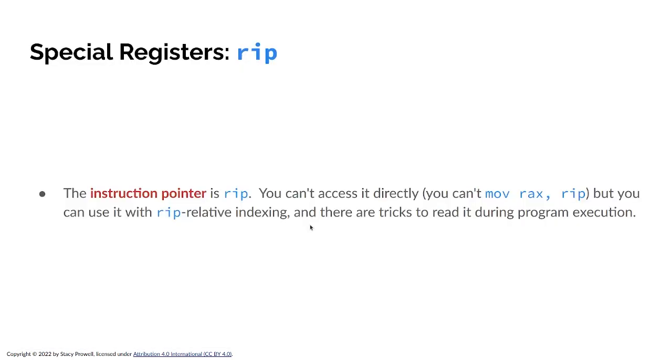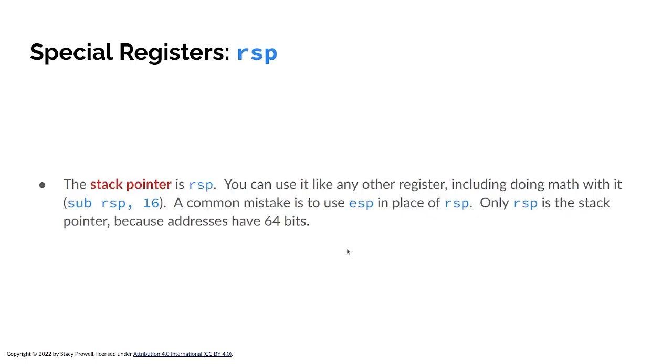RIP is the instruction pointer. You can't directly access it. So you can't just say, go get the contents of IP and put it in RAX. That won't assemble. Cannot do that. But you can use it in a variety of ways. And there are tricks to read it during execution. In fact, reading it during execution is an important trick that we'll see later on.